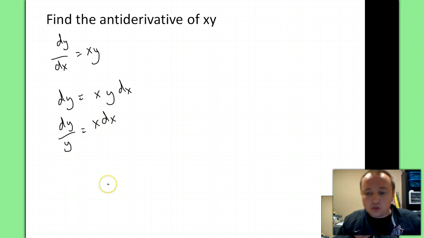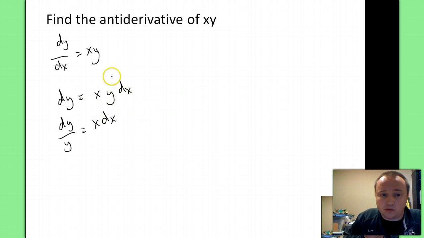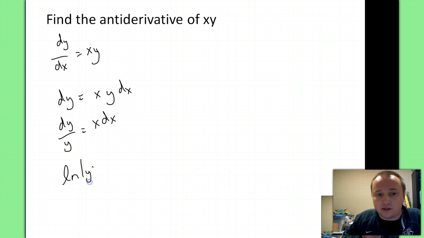Now, I should be able to recognize at this point from chapter 5 dealing with logarithms that the antiderivative of dy over y is natural log absolute value of y. Okay, that's idea 1. Idea 2. Antiderivative of x is x squared over 2, so times 1/2 plus c.